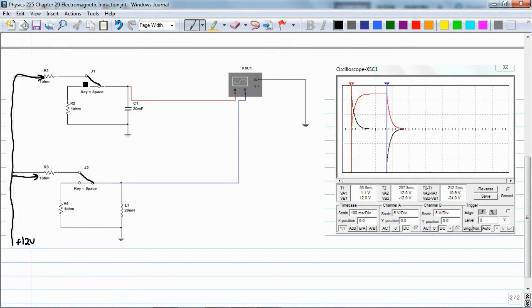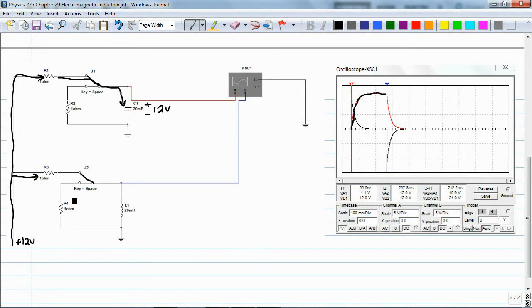So let's look at the capacitor. When the current flows into the capacitor, it produces a positive charge on the top and negative charge on the bottom, and it's going to charge to 12 volts. And we can see that here with this charging curve. We've discussed this curve before.